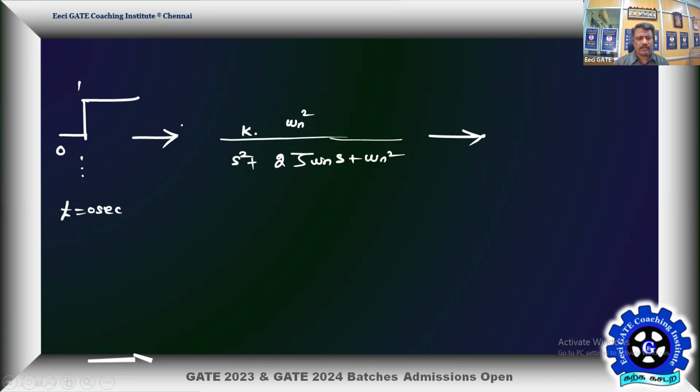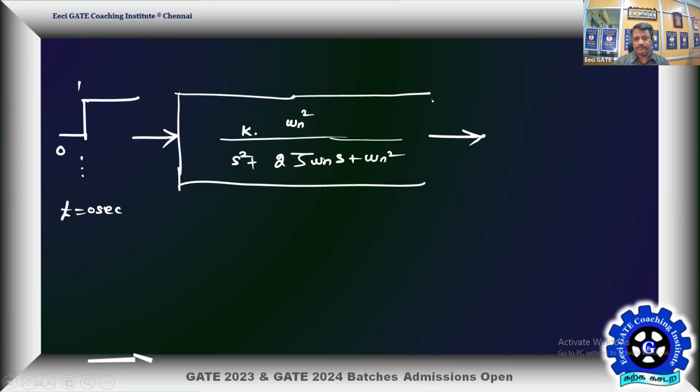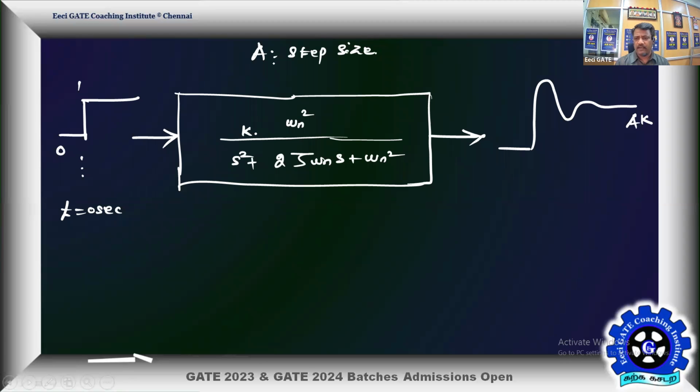This is your second order underdamped system. So what will be the response? The response will start from 0. Then there will be transient oscillation. Then it will finally settle to a value called AK. What is A? A is our step size as per the fundamental. This capital A is the magnitude of your step, and K is the static sensitivity of the system.